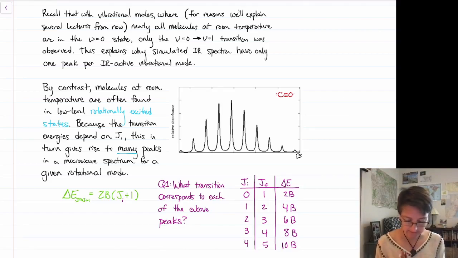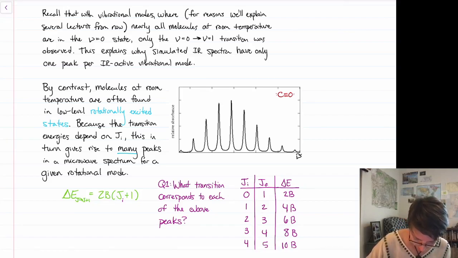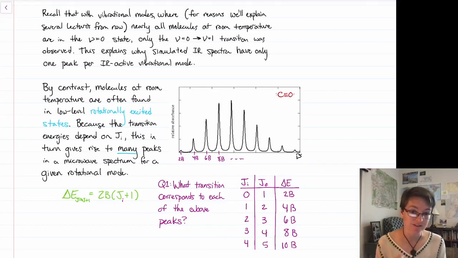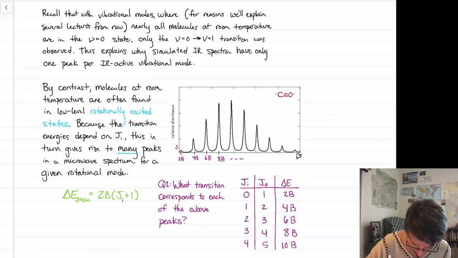And so since delta E corresponds to where we see the peak in a spectrum, this first peak corresponds to an energy of 2B, 4B, 6B, 8B, etc. And that helps us interpret the peaks: at lower transition energies, that would be our J equals 0 to 1 transition. 4B would correspond to the 1 to 2 transition. 6B, our 2 to 3 transition. And we can keep going on up from there.